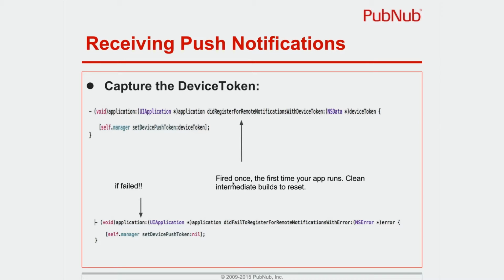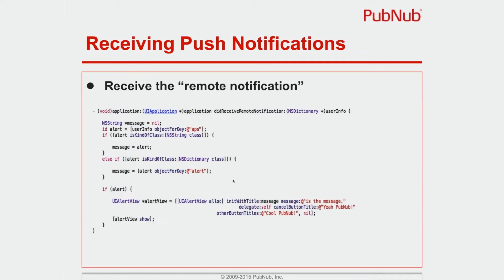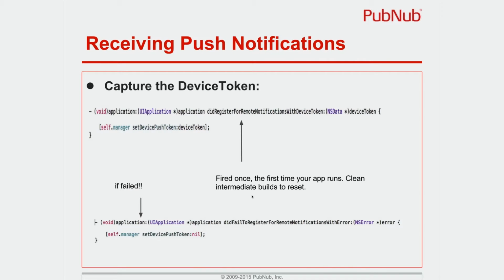Okay, and actually this is a mistake. So, fired once when the app runs. Okay, if it failed for some reason, if registration failed, then you'll get your didFailToRegisterForRemoteNotificationsWithError. So between these two methods, you need to get a device token.